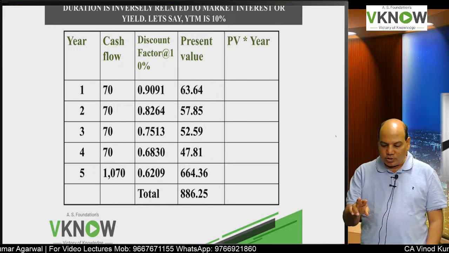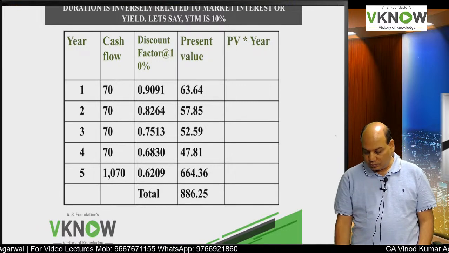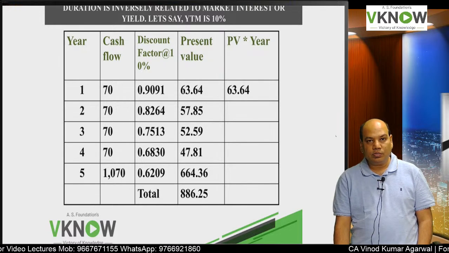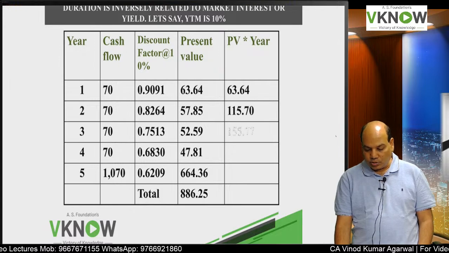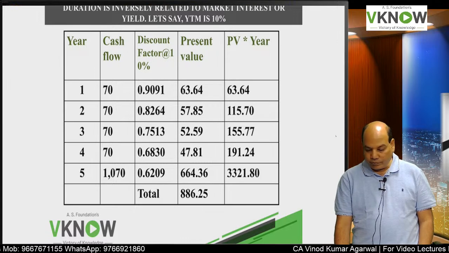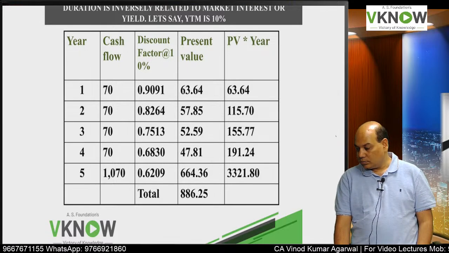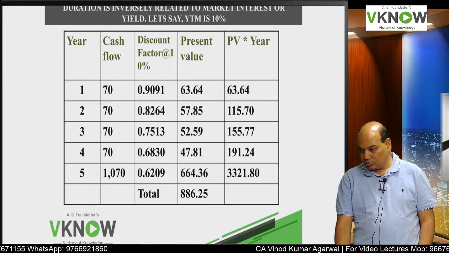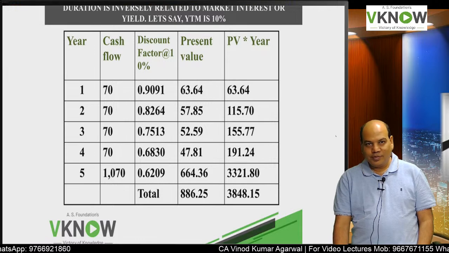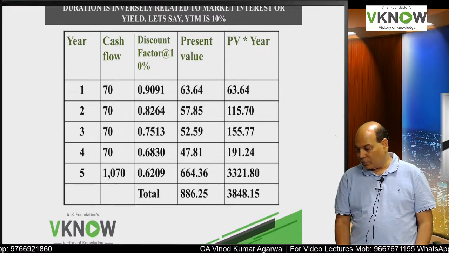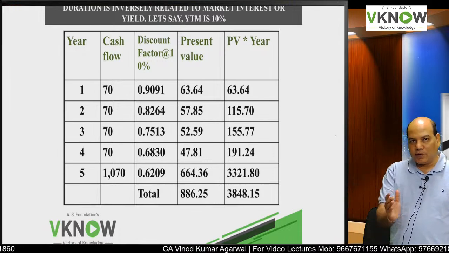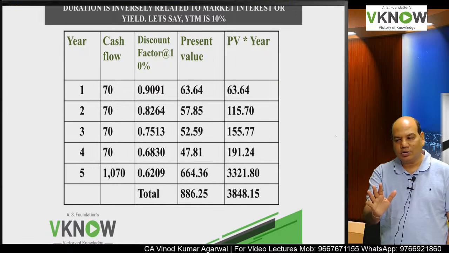And now you do the same thing. You multiply year into present value. Use memory plus. Year into present value equal to memory plus. Check the answer. Anybody? Total of last column. $3848.15. Check the answer, 3848. After the decimal it is slightly different. It is okay.